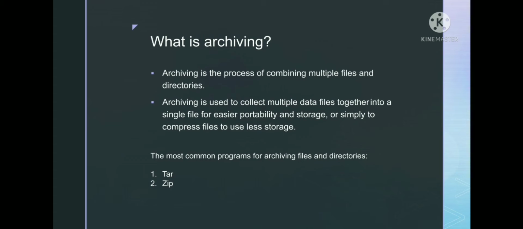It is used to combine or store multiple files. Next is zip. Zip is a common file format that's used to compress one or more files together into a single location, and it reduces the file size and makes it easier to transport or store.